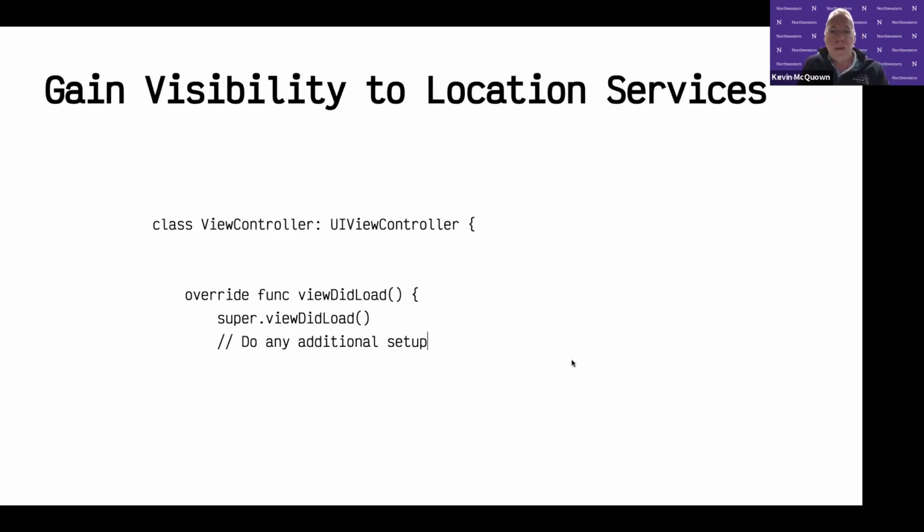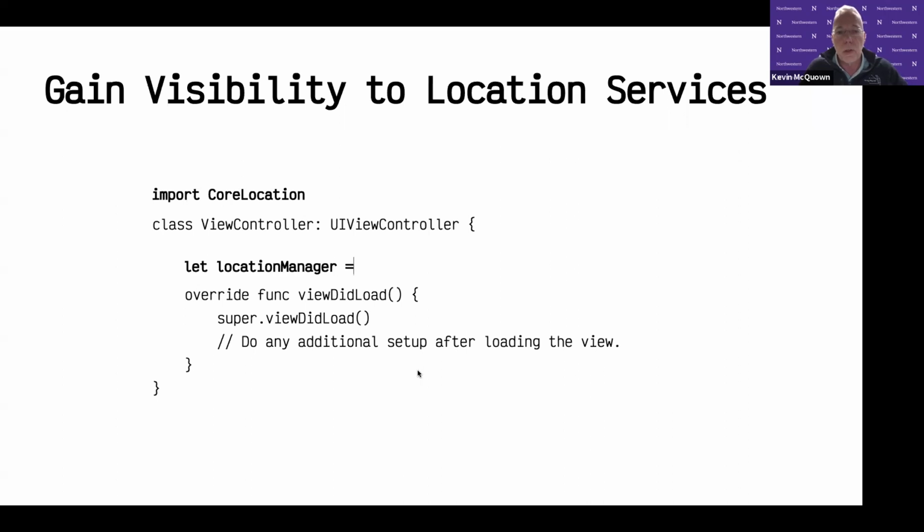So how do we gain visibility to location services? This is a view controller, your run-of-the-mill thing that you start with every project. I'm going to import Core Location. Nothing is going to work unless you import Core Location. Once you do that, you've got visibility to a ton of things that you can use.